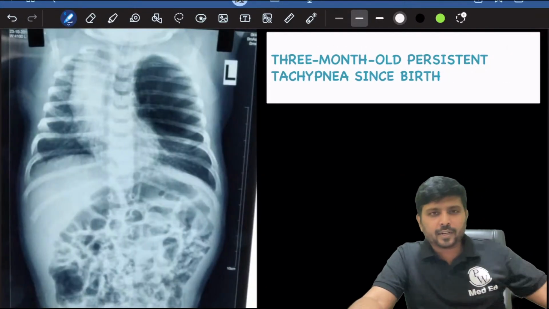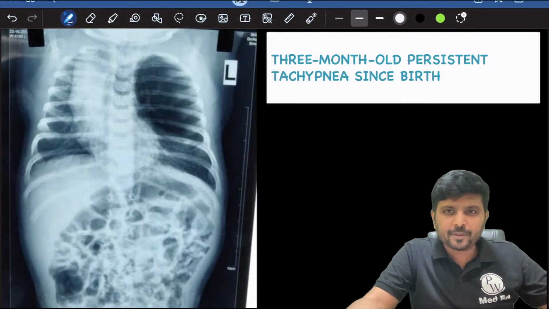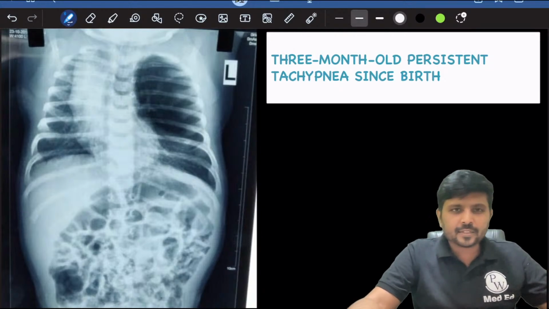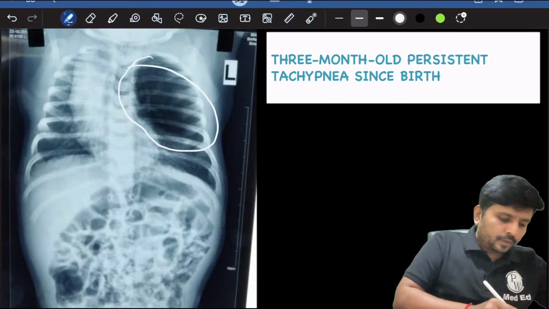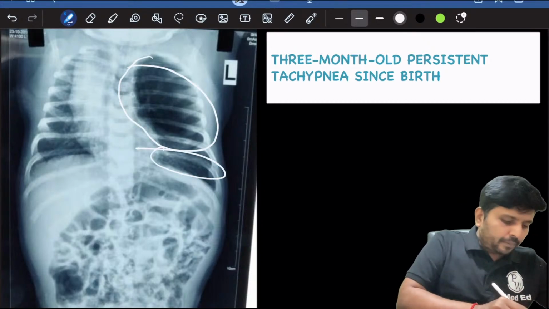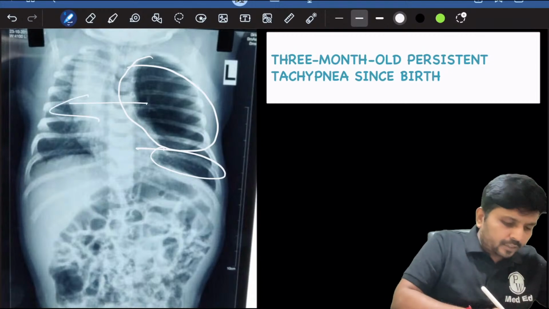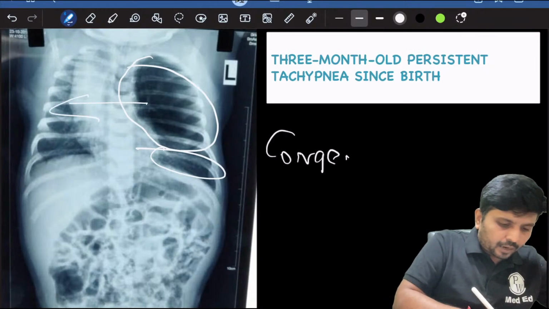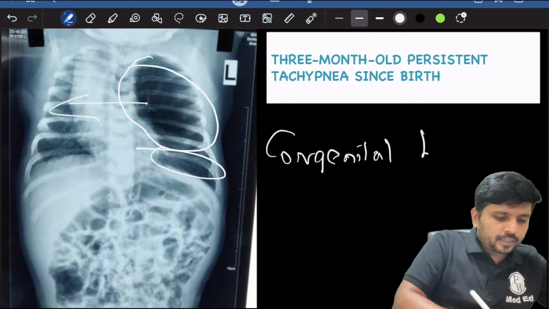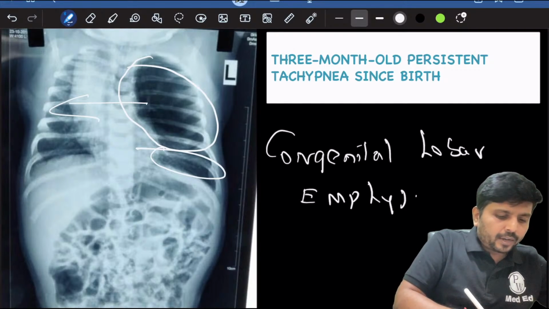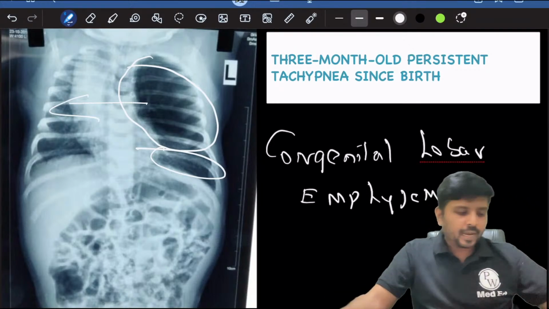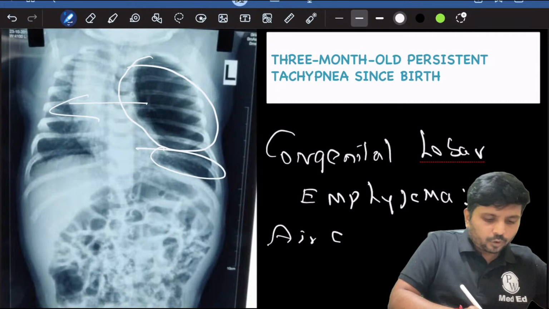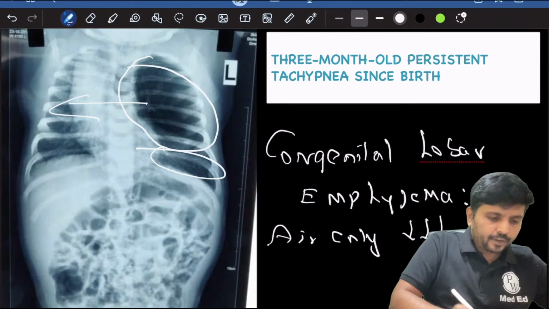What is this? Potter. Be fast. 3-month-old child, persistent tachypnea since birth. Look at this. Emphysematous lung, a little bit of collapsed lung, mediastinal shift to the right. This is congenital lobar emphysema. Often asked question, very, very commonly asked in exams. Congenital lobar emphysema. Air entry will be reduced over that area.